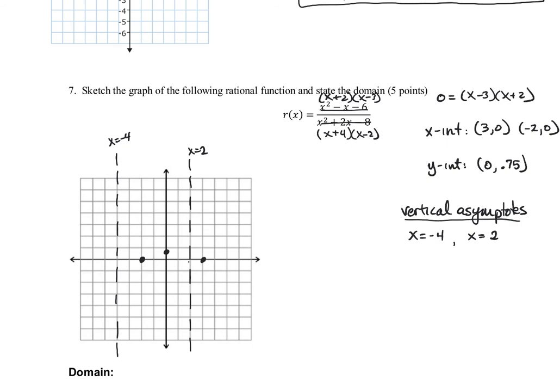Now, the horizontal asymptote, remember, that is found by comparing the degree of the numerator to the degree of the denominator. So the numerator is degree 2, the denominator is degree 2. So you need to recall, whenever they are the same degree, you divide the leading coefficients. So the leading coefficient of both the numerator and the denominator is 1, and 1 divided by 1 is 1. So the horizontal asymptote is y equals 1.